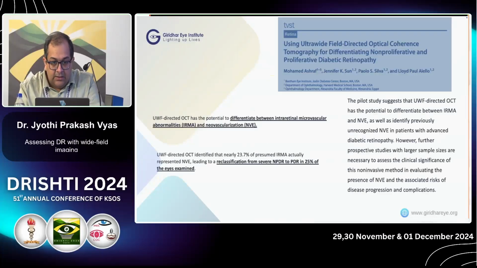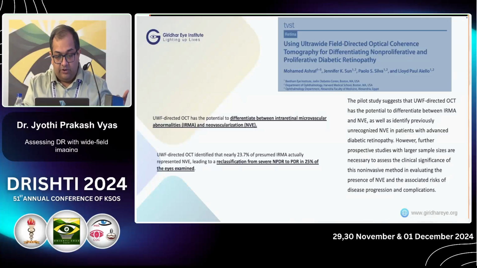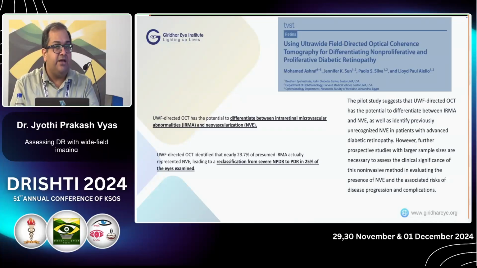Another thing to be added: we have had ultra-wide field photography and ultra-wide field fluorescein imaging, so why should OCT be left behind?